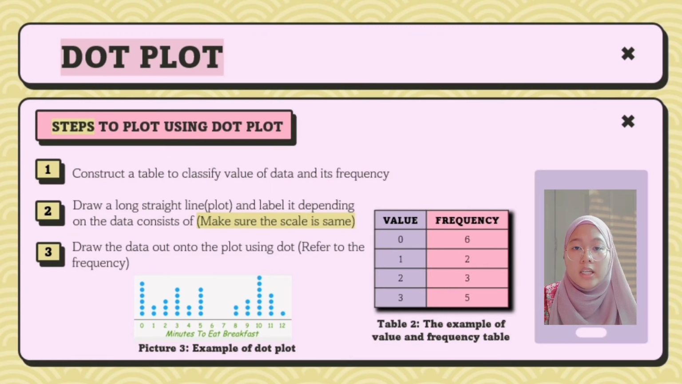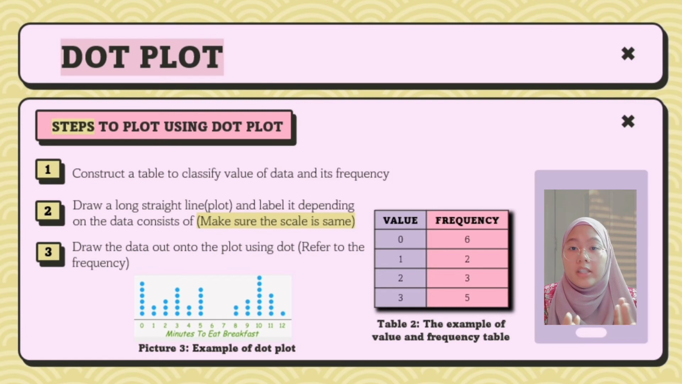Alright, we already finished about the stem and leaf plot, so now we will move on to the second plot, which is dot plot. In the previous slide, I already showed you the example of dot plot, right? And now I will explain about 3 steps to plot a data set using dot plot. There are only 3 steps to construct a dot plot, but you must be careful with the data set given so that you won't miss any data while plotting it.